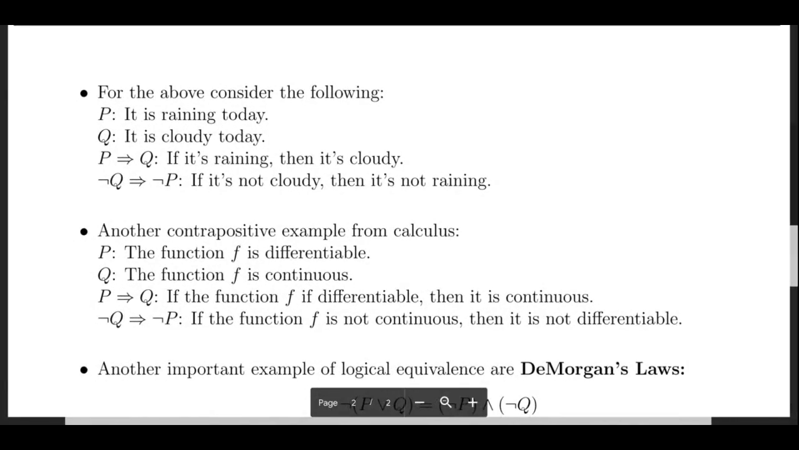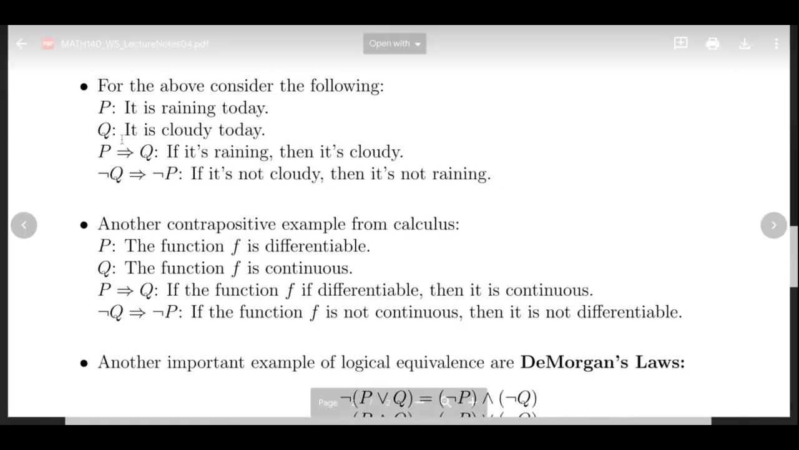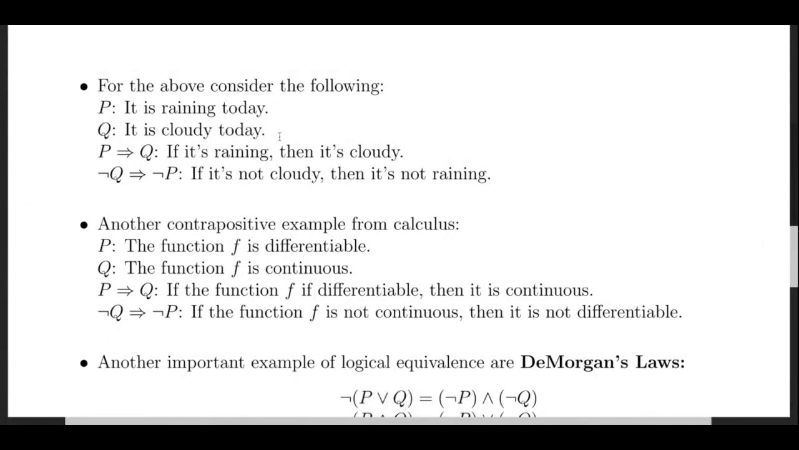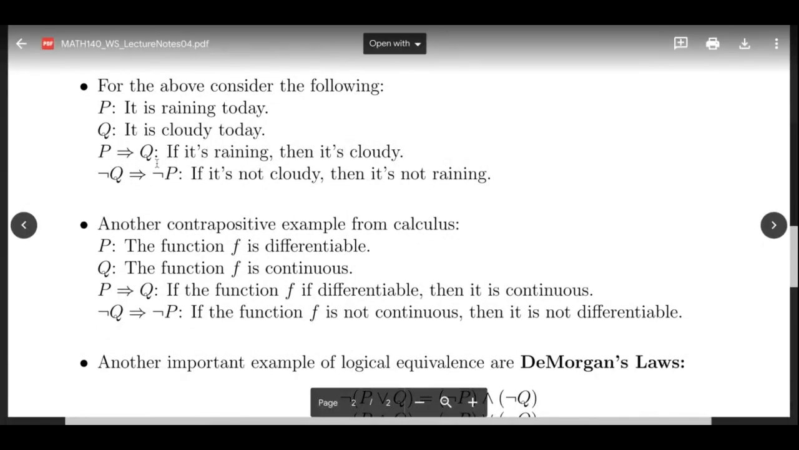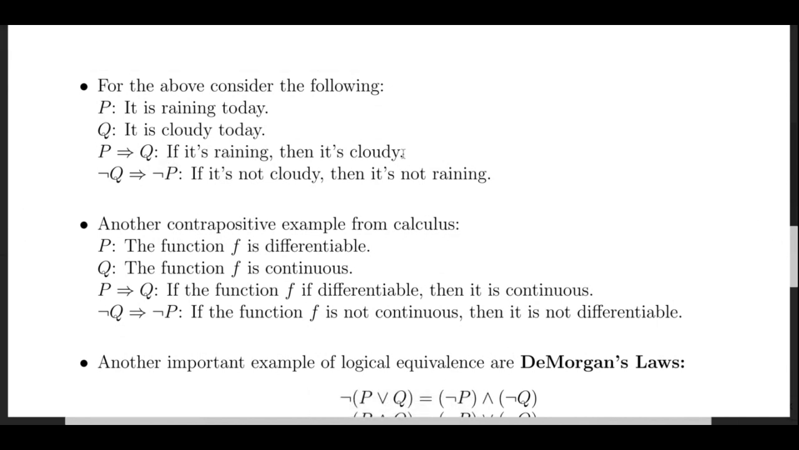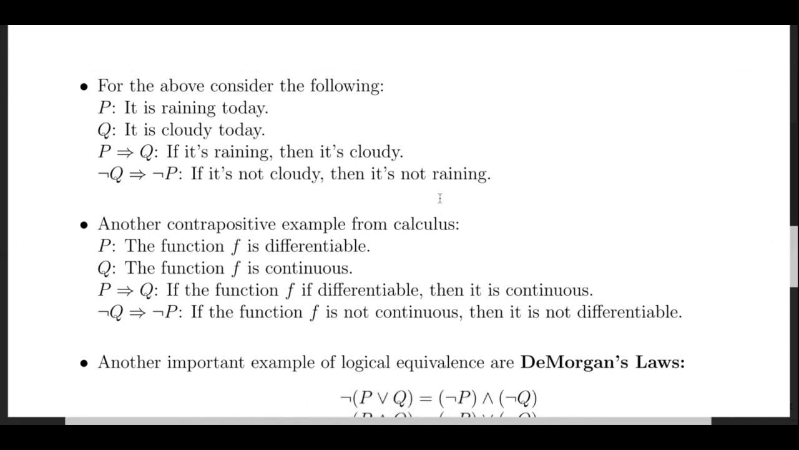Let's make some examples. Let's say P is the statement: it is raining today. Q is the statement: it is cloudy today. So P implies Q says if it is raining, then it's cloudy. Not Q implies not P means if it's not cloudy, then it's not raining. You can make better examples than this.